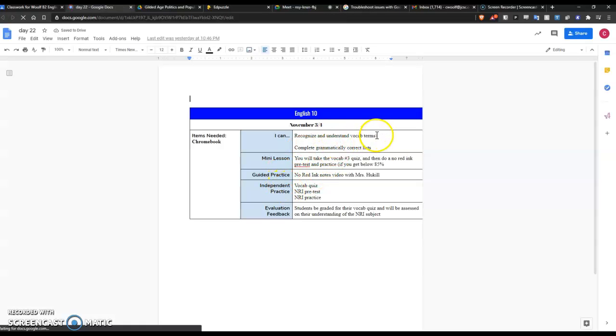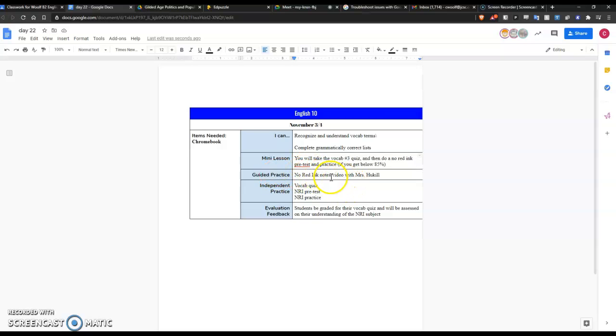So, recognize and understand vocab terms, again, that'll be part of completing your quiz. Complete grammatically correct lists, that'll be related to your No Red Ink. So you'll take the vocab number 3 quiz, then do a No Red Ink pretest and the practice if you get below 85%. Remember, you only have to do the practice if you get below 85% on the pretest.